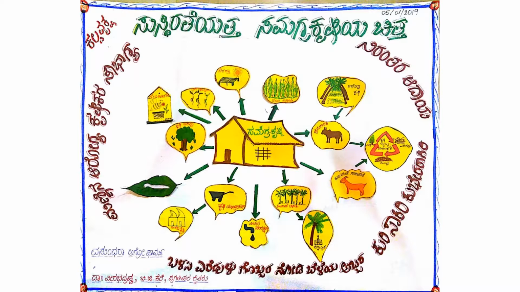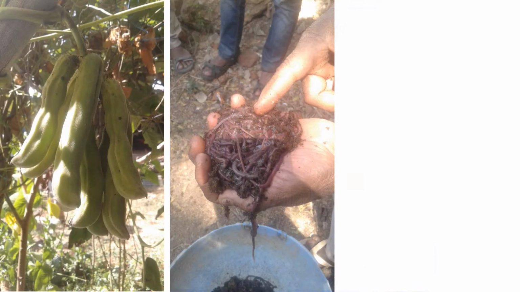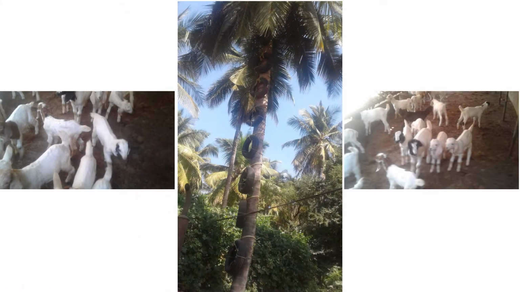Okay, so we'll move to the next one. Here it goes. He is having silkworm rearing, even vermicomposting, with which he is producing his own fertilizer. Goat, sheep. Then in the center picture you can see the coconut tree is beautifully tied with different tires.